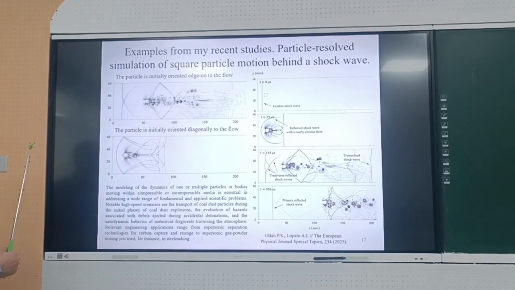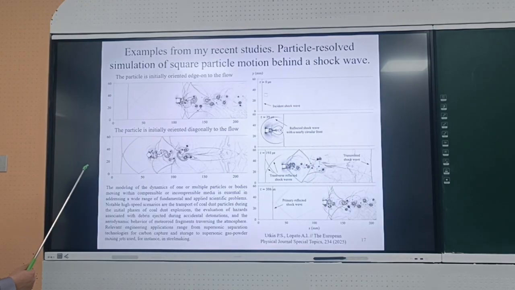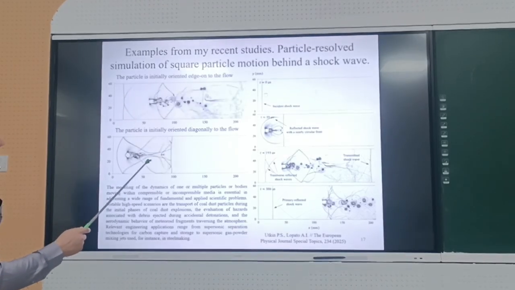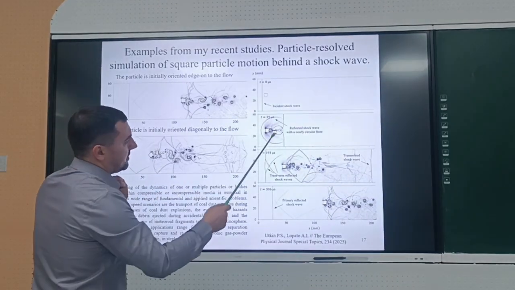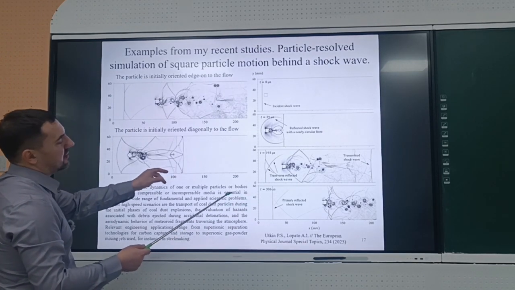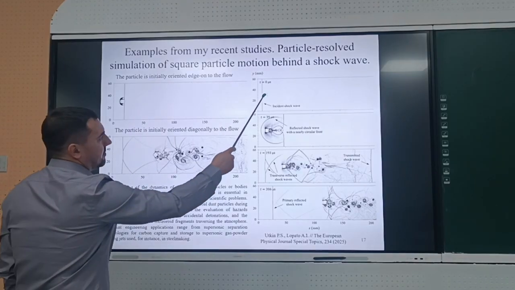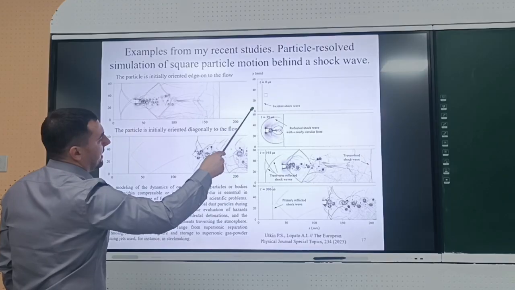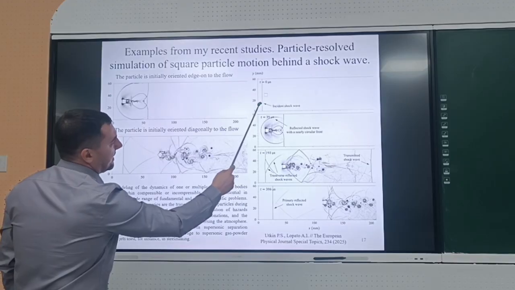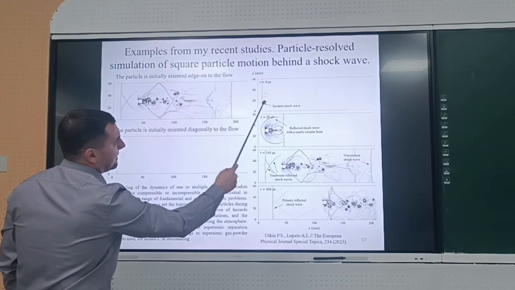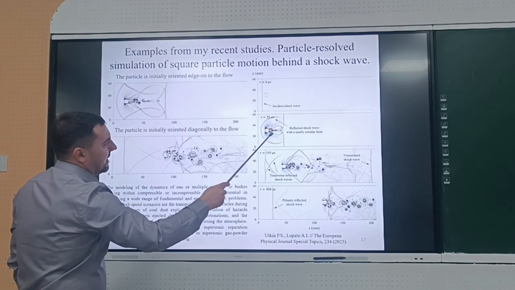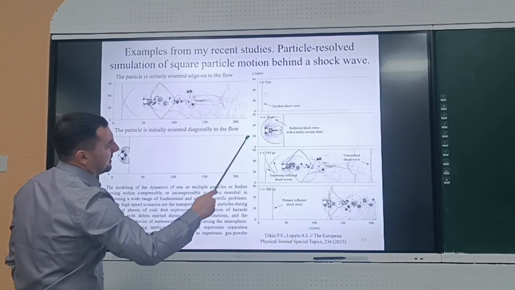So the question: we were interested in studying the dynamics of motion of a square particle in a supersonic flow behind the shock wave. So the statement followed full-scale experiments, and we considered several initial orientations of our particle. So this is a square particle, and this is the incident shock wave. And so previously we discussed how the parameters here and here are connected and depend on the velocity of this shock wave. Then this shock wave interacts with the square particle, and we have a reflected shock wave and a transmitted part.